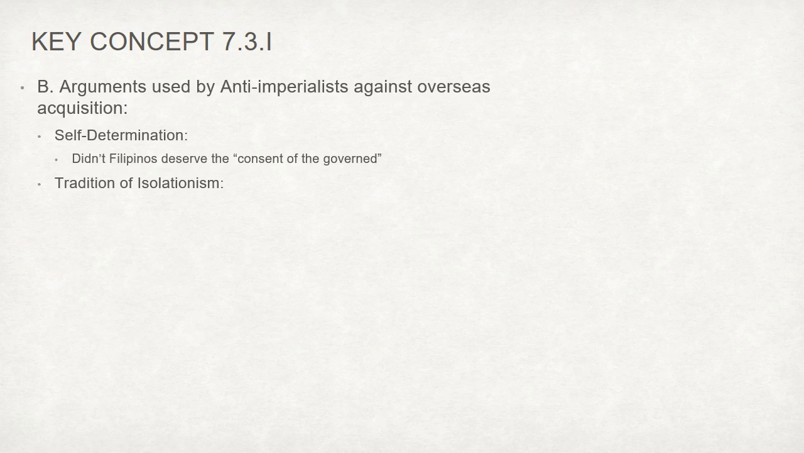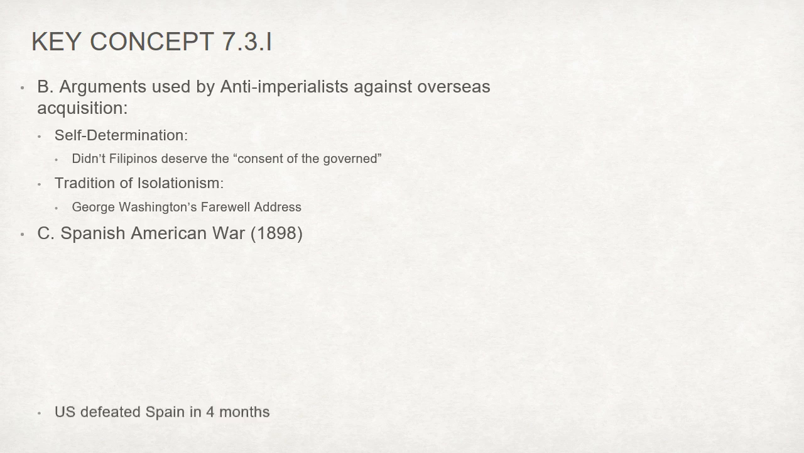The second argument that anti-imperialists make, and these are in no particular order, is the tradition of isolationism, that this is a breach of American protocol going back to our very founding, that we have always been an isolationist country, and that as a country, the successes we have achieved have come in part from our isolation, from our focus inward rather than our focus outward. Think back to George Washington's farewell address here, where he argues against entangling foreign alliances. That's been a really important thread throughout American history, at least the anti-imperialists are arguing.